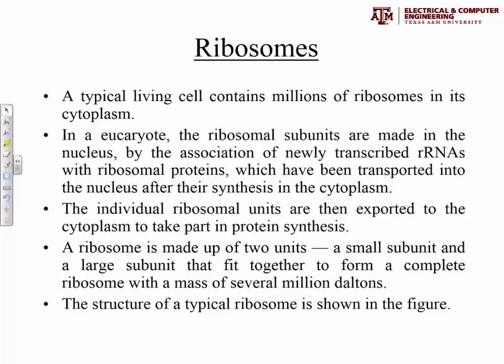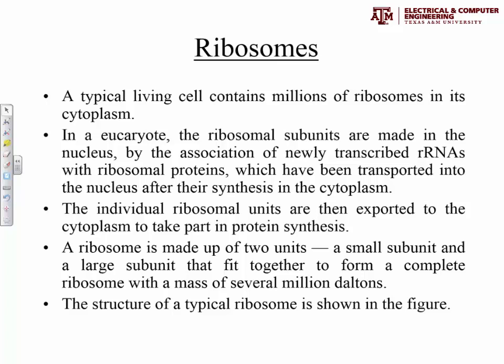So there's a small ribosomal unit and a large ribosomal unit. They're exported to the cytoplasm to take part in protein synthesis. A ribosome is made up of two units, a small one and a large one, which fit together to form a complete ribosome. And it's a pretty big molecular object, because it has a mass of several million Daltons, or several million atomic mass units.